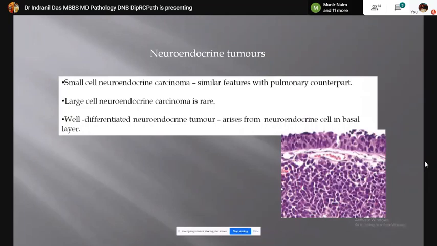Now the neuroendocrine tumor. The small cell neuroendocrine carcinoma shows similar features to those of its pulmonary counterpart. Large cell neuroendocrine carcinoma may happen in the urinary bladder, but it is generally rare. And well differentiated neuroendocrine tumor can also be seen in urinary bladder.